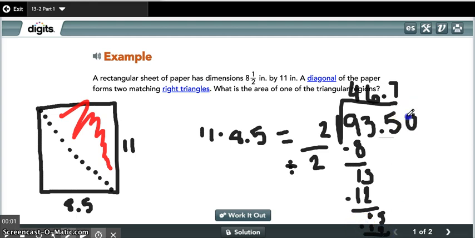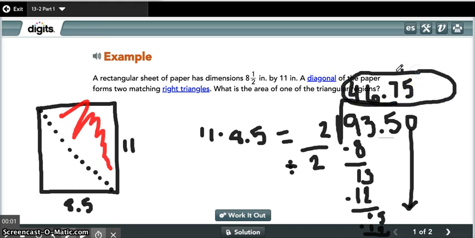I'm going to need a placeholder, so I'm going to bring this placeholder down to my 1. So now I have 10. 2 goes into 10 5 times evenly. So my answer is 46.75. But remember, I'm finding the area. And whenever you're finding the area, you're working in square inches. How many pieces of square paper that are 1 inch by 1 inch could fit on that triangle? It would be 46.75.